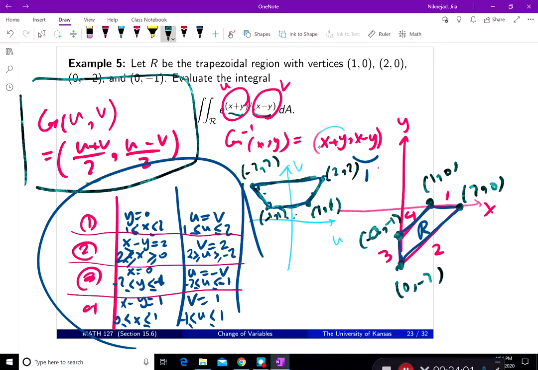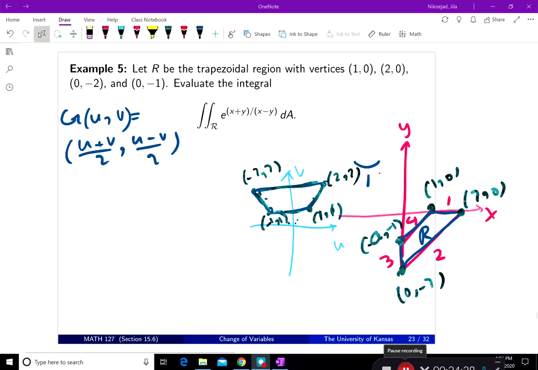So now that we have the transformation, we have the region that it creates, let's try to find the Jacobian and then start integrating. So I'm going to get rid of this piece and this piece, and then I keep this and then I start integrating.